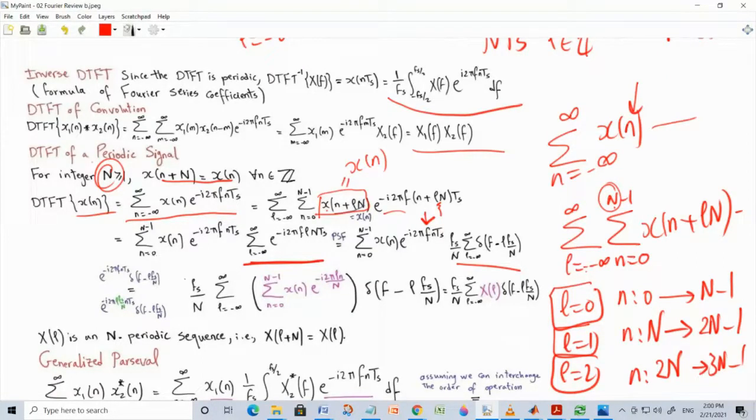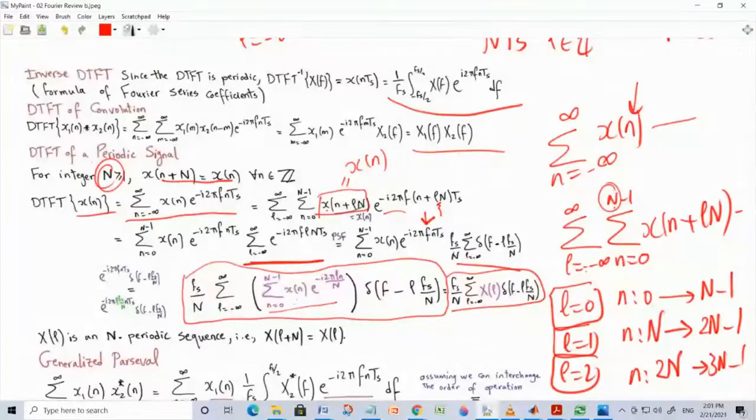And so you end up with this DTFT of a periodic function. The DTFT of a periodic function is Dirac deltas that are separated in frequency by Fs over N. Fs is 1 over Ts, and N is the period of the discrete time signal. And there is an Fs over N here, which is just an amplitude scaling factor. And then there is this finite sum with N terms, which is given exactly by this thing.